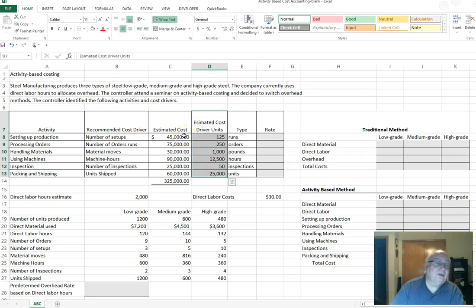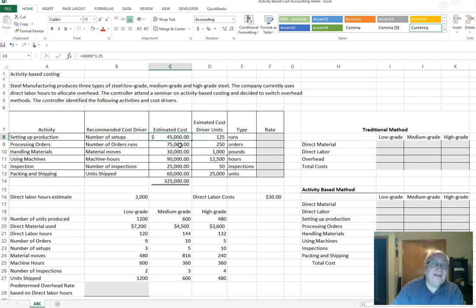There's my cost. So they broke it down to setting up production, $45,000. Drivers, 125 setups for the year. And then we have $75,000, 250 orders per year, $30,000 for material moves, 1,000 moves for the year, $90,000 for, and then we have 12,500 machine hours. Inspections, $25,000. We have 50 inspections, and units shipped is $60,000 worth for the estimated cost for packaging and that type of thing. We have $25,000 for the drivers.